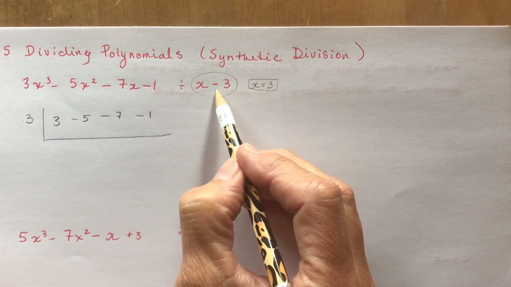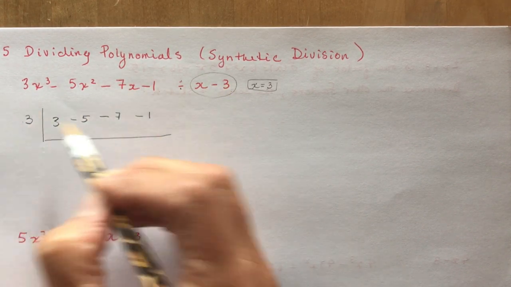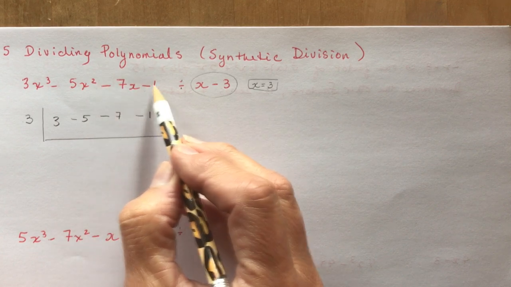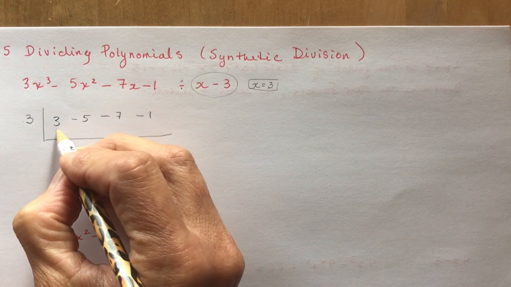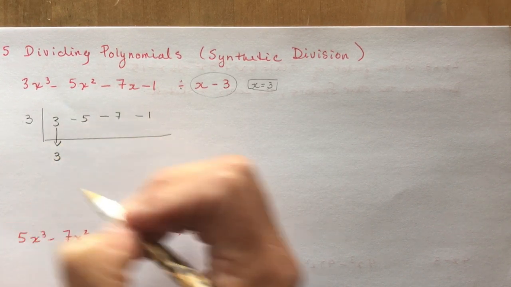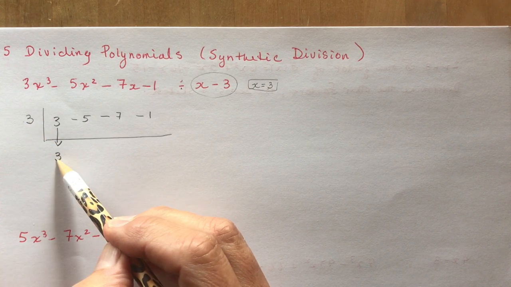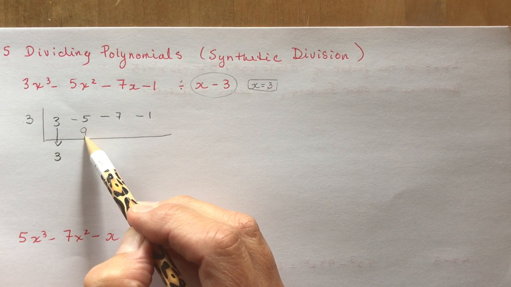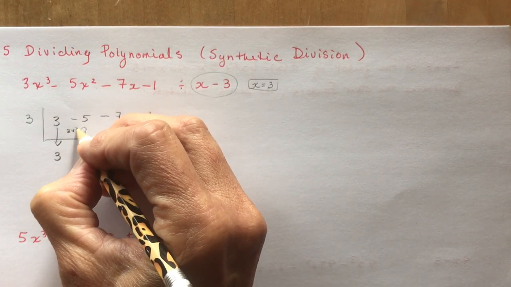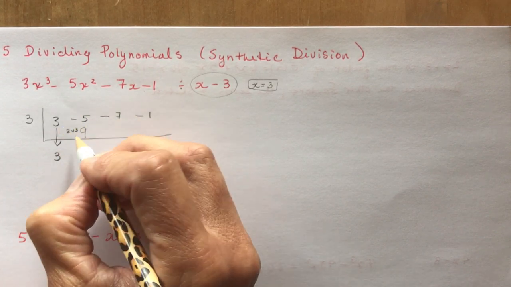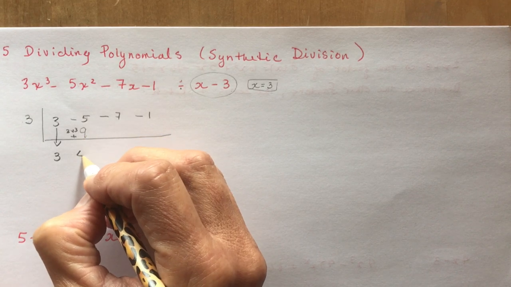So I've set this equal to 0. I've written that number here. So make sure you're changing the sign. Then I write out each of the terms here in this polynomial. So now the first thing I do is I bring down the first number, 3. And then I do 3 times 3 gives me 9. So I'm going to write that in here. So it's 3 times 3 gave me 9. And now I add these together, these two numbers, minus 5 and 9, and I would get 4.